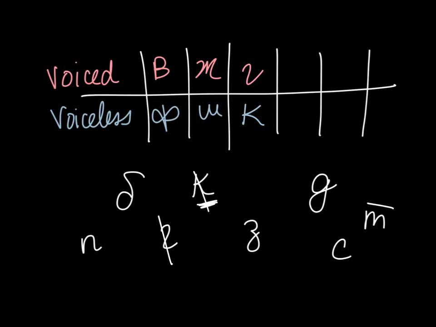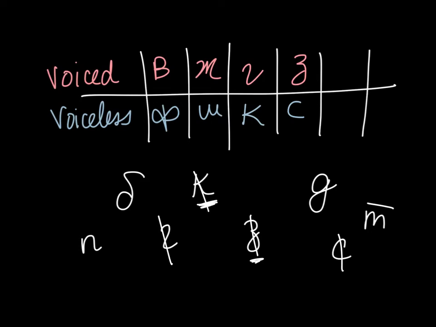Let's take another one. How about z? Voiced, voiceless. You can put your hand on your throat if you're not sure. Z. It is voiced. What if you then take your voice away? Z. S. A pair. So z and s.